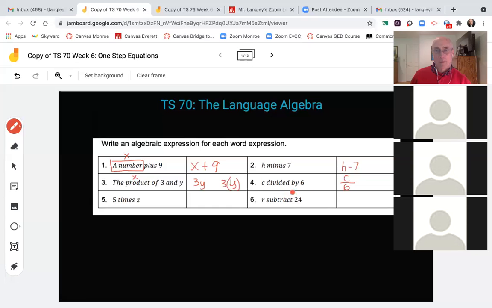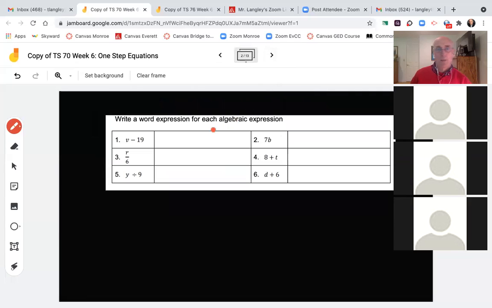As a kind of an algebraic expression. 5 times z, and again, we're just going to go, hey, it's just 5z. 5z means 5 times z. r subtract 24, I'm just going to go r minus 24. I should have said 24 there. Let me show you a couple more just to give you the idea of how phrases spell out, how we put them into what are called algebraic expressions.